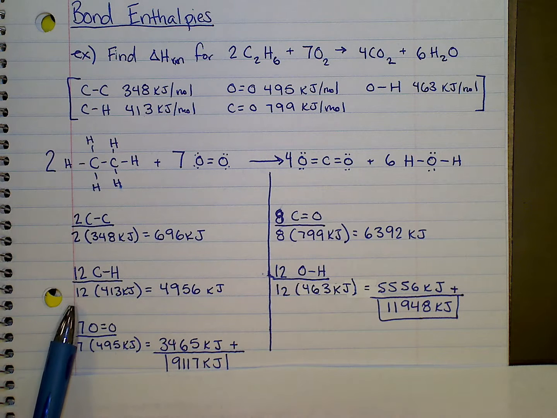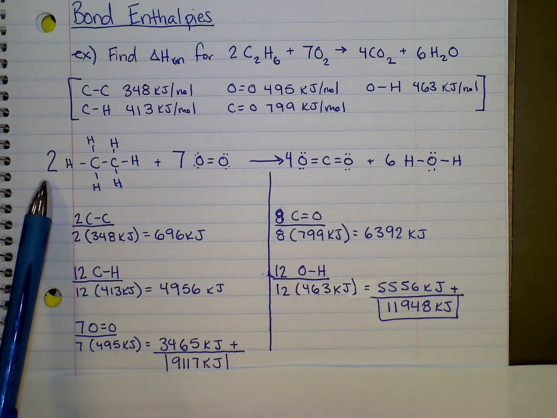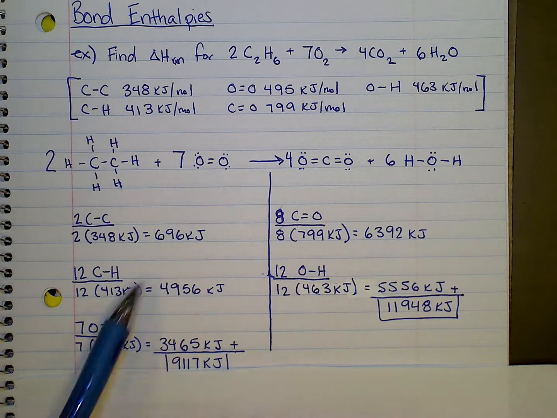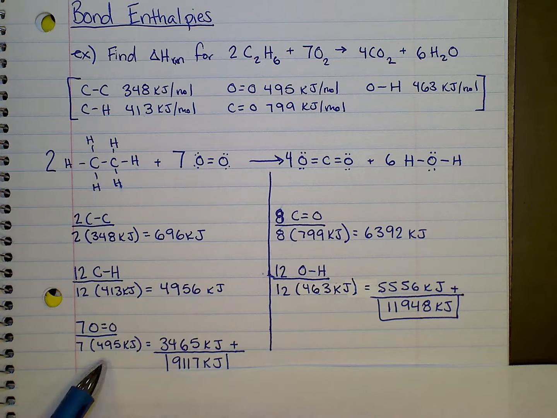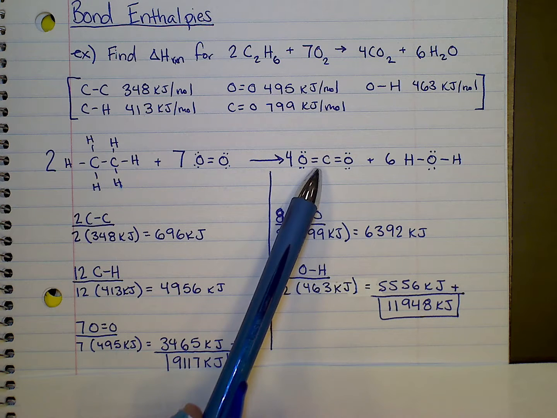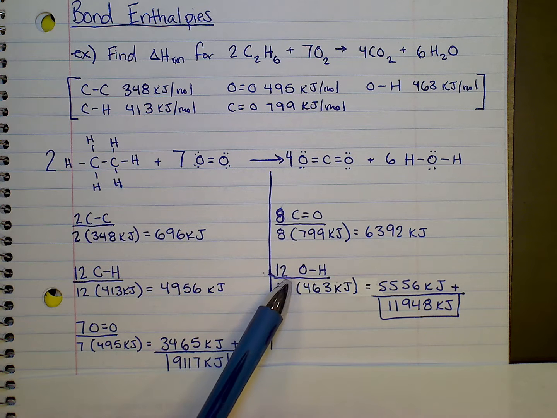If you're going to make a mistake doing these kinds of problems, it's that you'll forget to multiply by the coefficient. So make sure you're paying attention to that. So we've got 7 O double bonds, okay, so we've got that value there. On the product side, we have 8 C double bonded O's, because 4 times 2 is 8. And then 12 O-H bonds.